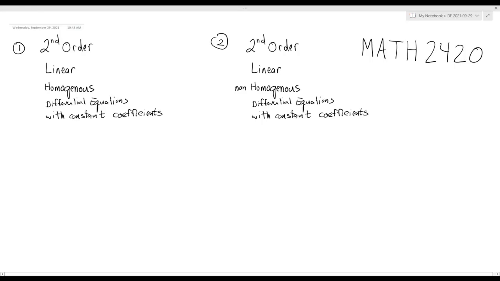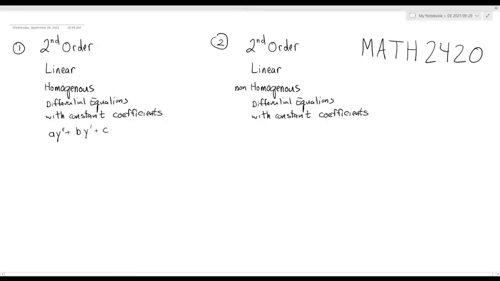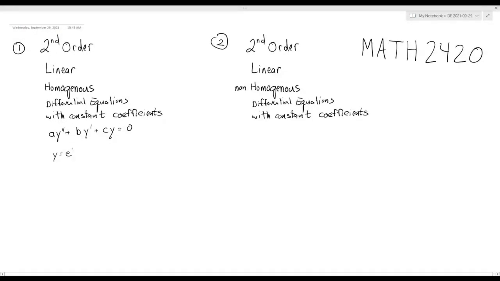So today we're going to summarize second order linear homogeneous differential equations with constant coefficients. So A, B, and C are numbers. And homogeneous just means the right-hand side is 0. And recall that we're looking for solutions in the form e to the r, some number, times x. I'm calling the independent variable x.